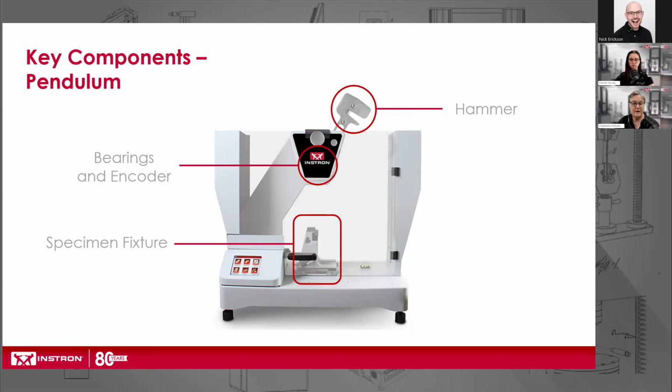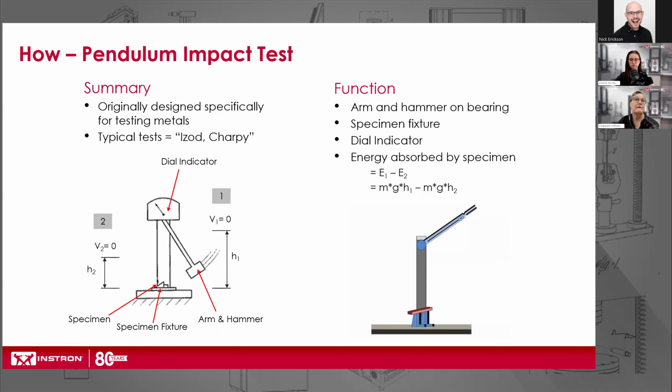And what does that look like? Just quickly, as we see in this illustration here, we start at the top height, we release, swing down through, break the specimen that's down at the base, go up to the second height on the left-hand side of the machine, and then compare the values to get the energy absorbed.